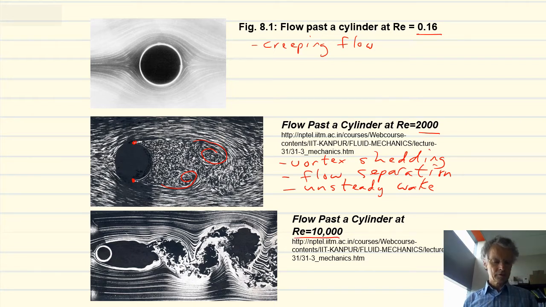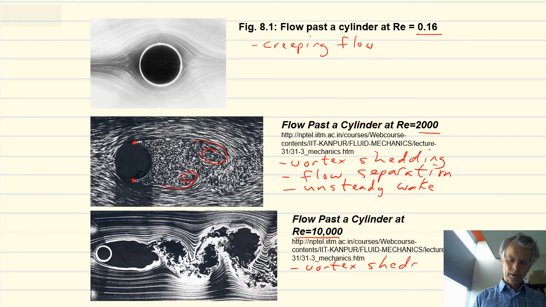At a Reynolds number of 10,000, then we still have vortex shedding. Right? It's a little hard to tell, but that's a vortex there, that's one there, that's one there. But we could say we have probably more turbulence in the wake here. Okay.